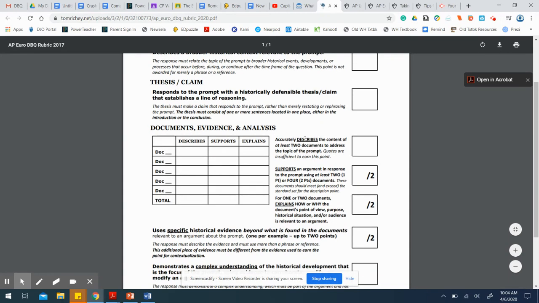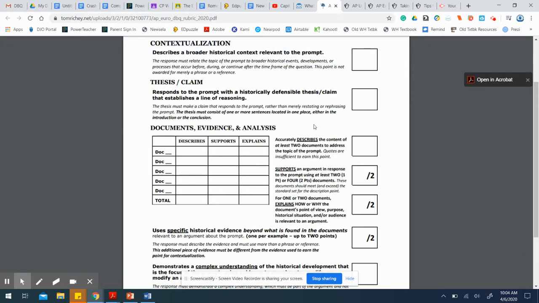So the first is accurately describe the content of at least 2 documents to address the topic of the prompt. Okay, so out of the 5 documents, 2 of those documents, you have to explain, first, what are they saying, and how that relates to the topic of the question of the DBQ. Then you're going to use those documents to support whatever argument you're making about whatever they're asking.